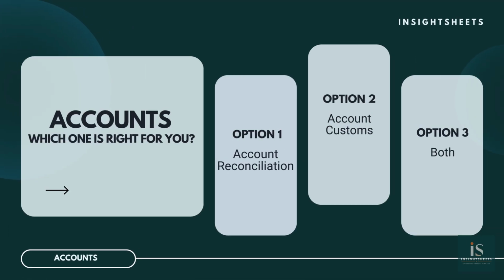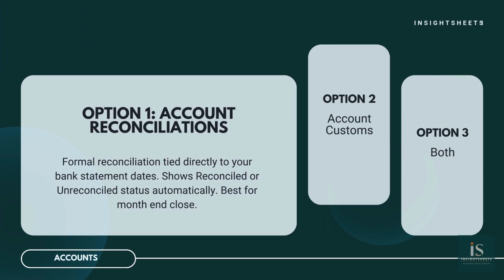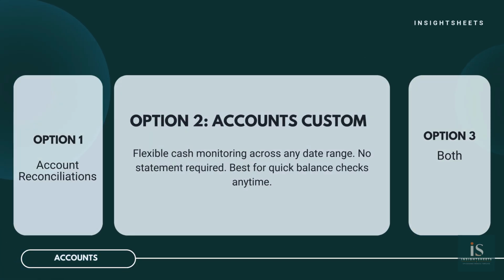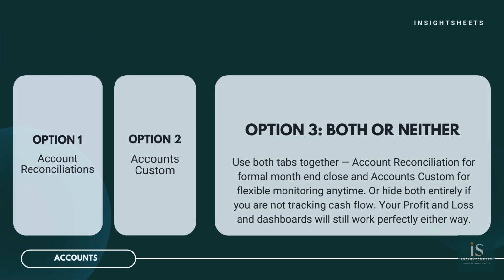So which one is right for you? If you want a formal reconciliation process that ties directly to your bank statements, go with the Account Reconciliation tab. If you just want a flexible way to monitor cash activity across any period, the Accounts Custom tab is your go-to. You can use one, both, or neither, and just hide whichever one you're not using to keep things clean.